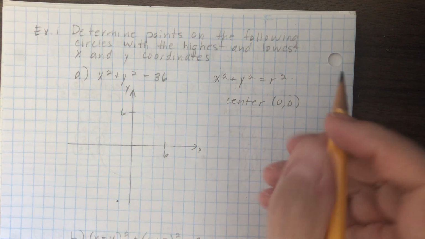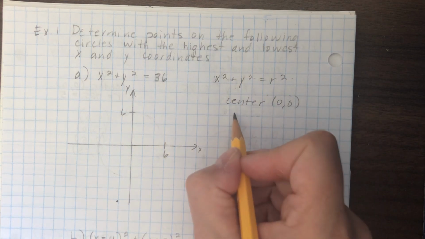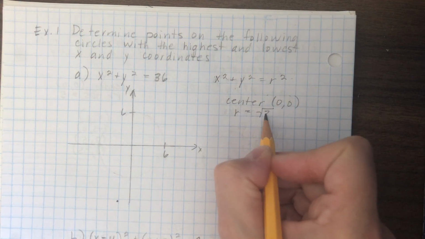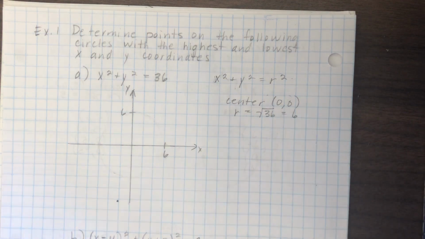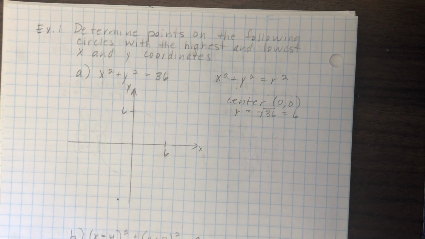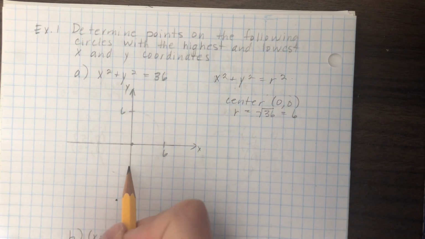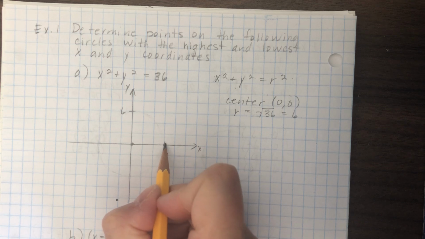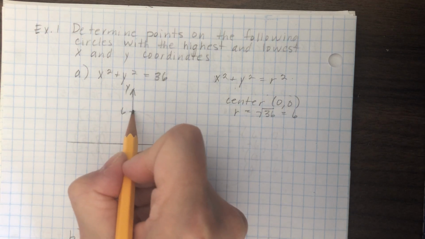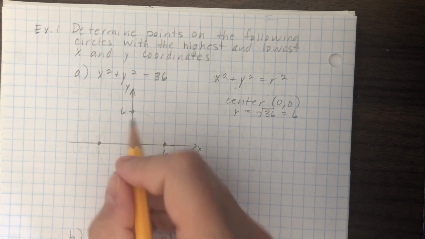We can also determine the radius from this equation since 36 represents the radius squared. That means the radius would be the square root of 36, or 6. Now to find the points with the highest and lowest x and y coordinates, we can start at the origin, (0, 0), and move the amount of the radius to the right, left, up, and down. So we would end up with these 4 points: (6, 0), (0, 6), (-6, 0), and (0, -6).